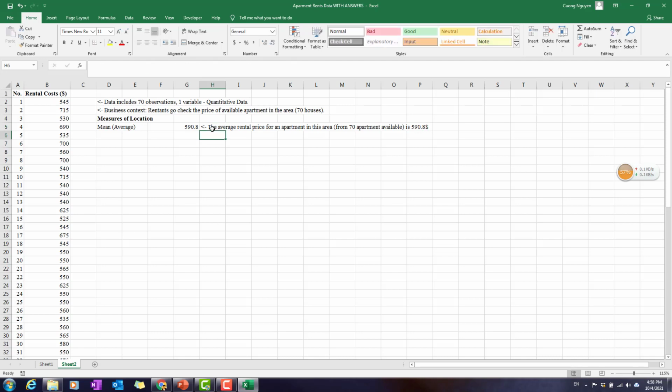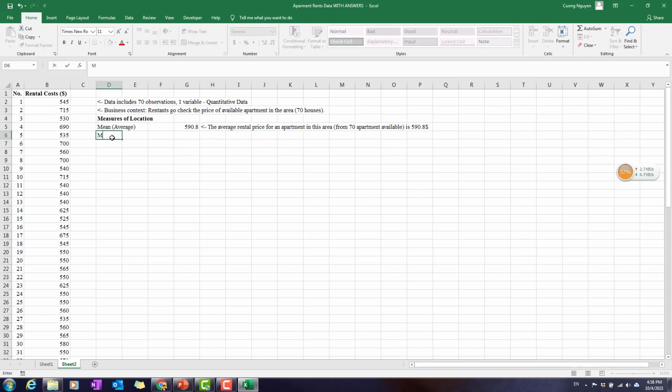So when you see something like a price of $550 for an apartment, you know it is lower than the average price. If you see a $600 apartment, you know that it is more expensive than the average price. That's the reason why we talk about the average price.